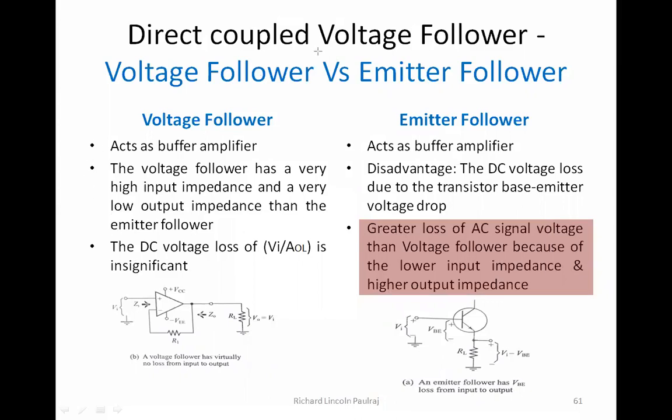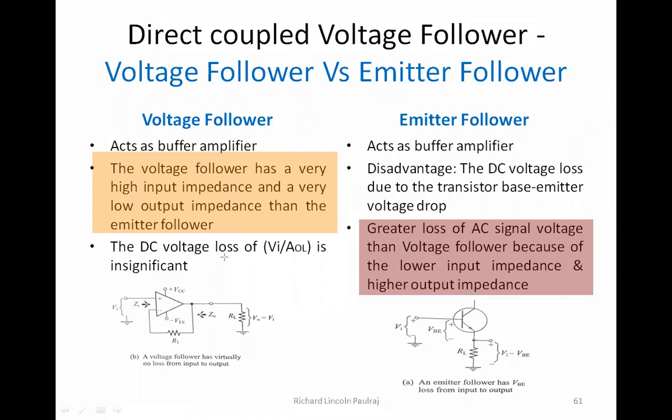So these two main differences, if you can remember them, then you can build up your answers based on these two points. Voltage follower has a very high input impedance and very low output impedance compared to the emitter follower, which means the emitter follower has the reverse properties. It has a greater loss of AC signal than the voltage follower because it has a low input impedance here, where the voltage follower has high input impedance, and high output impedance, where the voltage follower has low output impedance. So it is just the opposite of each other.